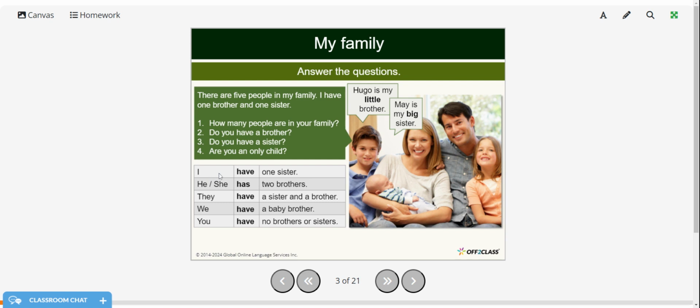All right, and here are some sentence patterns that you can use to talk about your family. I have one sister. He has two brothers. She has two brothers. They have a brother, a sister, and a brother. We have a baby brother. You have no brothers or sisters. So these are the sentence patterns that you can use to talk about family.